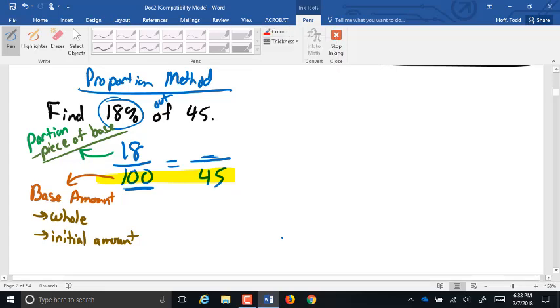Now, exactly. This is a proportion with a missing number, so we cross multiply. 18 times 45 is, I believe, 810. Divided by 100 is 8.1. So 8.1 is 18% of 45.